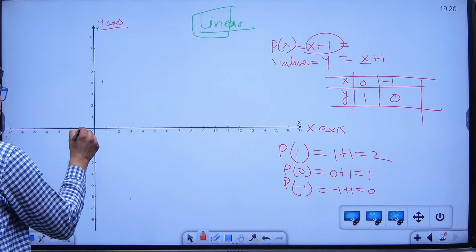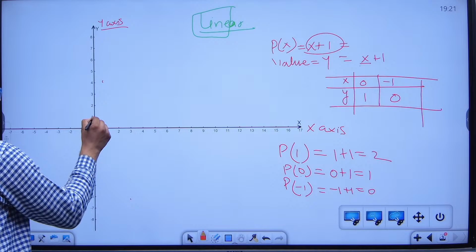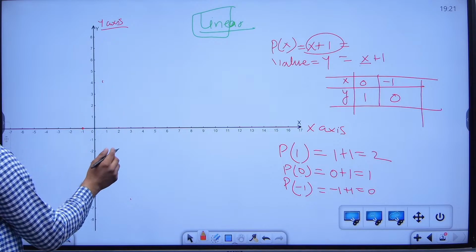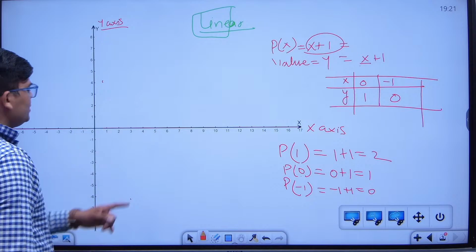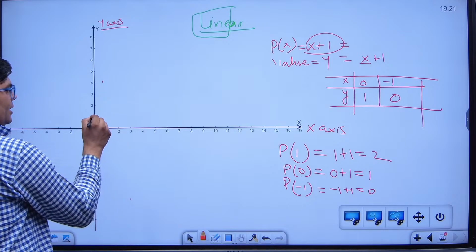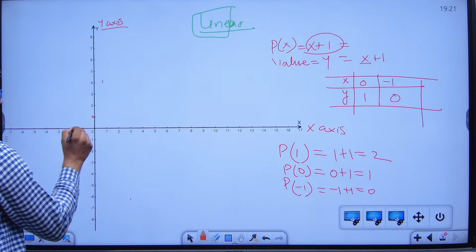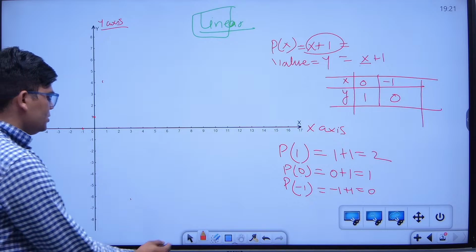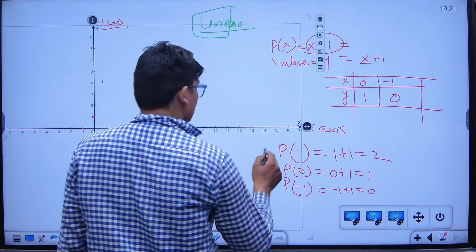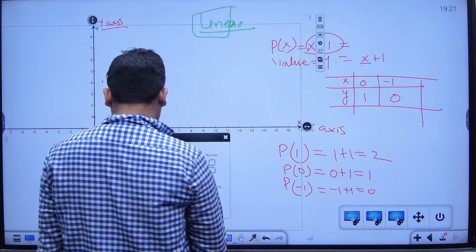So this is minus 1 and this is 1. Sorry. At x is equal to 0, it is 1, and at x equal to minus 1, it is 0. So these are the 2 points. Can you see those 2 points? Let me show you.